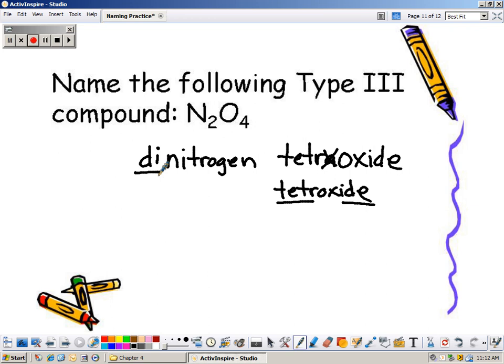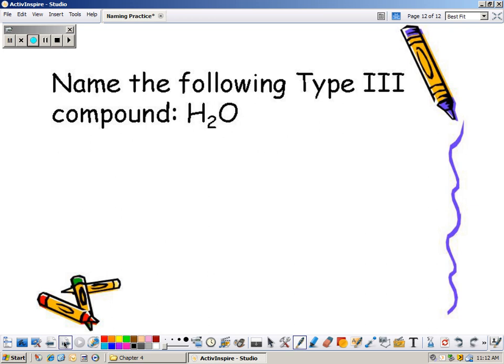Okay, let's try another one. Okay, so you may recognize this as water. Okay, this is just practice, so we're gonna name it according to our rules, but you will always just call this water. I will never really ask you to call this by its scientific name. Okay, so we have hydrogen, and we have two of them. So di means two, and then you put the name of the nonmetal, hydrogen. Okay, that's the first nonmetal.